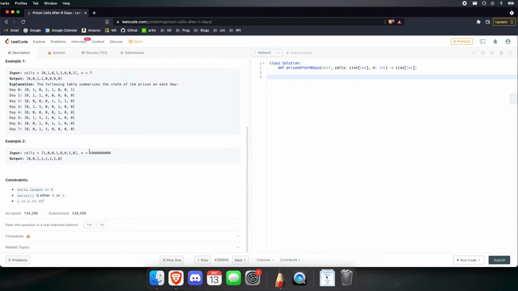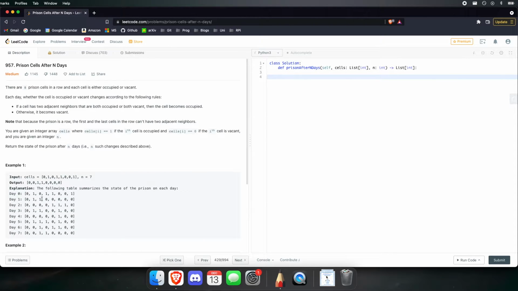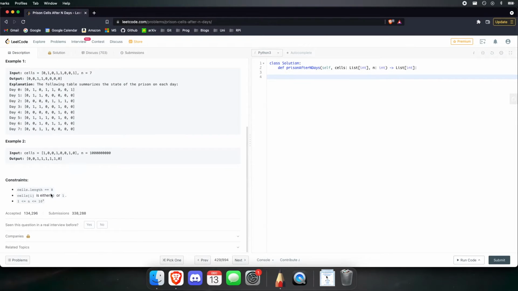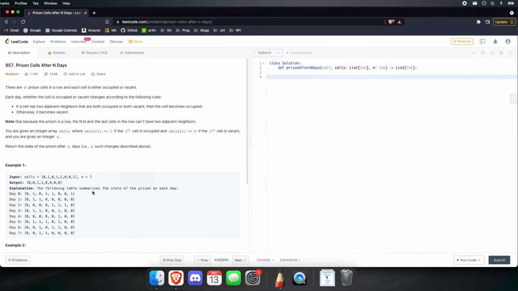The twist can be seen right here, and you can also see in the constraints that n, the amount of days, can be as big as 10 to the 9th. So that's, I believe, 1 billion, and that's a lot. Most LeetCode problems give you a time limit of 1 second, maybe 2 or maybe 5 at most, and having a for loop that runs for a billion iterations most likely takes longer than the amount of time allotted to this problem.